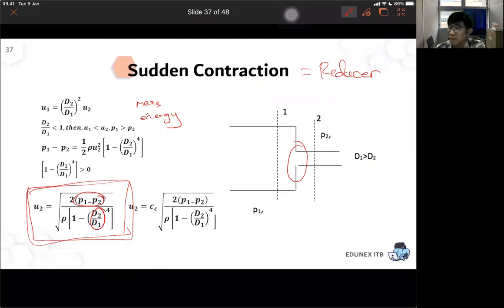The same as the sudden enlargement, the sudden contraction will also have some constant. The value is also from 0 to 1. The further from 1, it means it's more non-ideal. The closer to 1, it means closer to ideal.